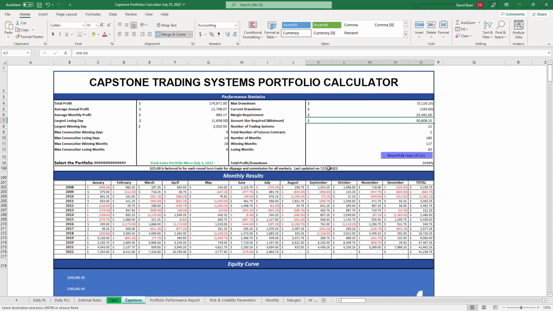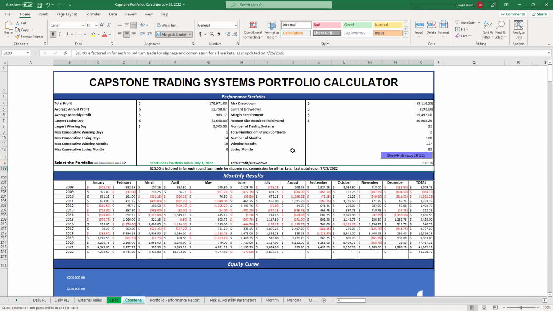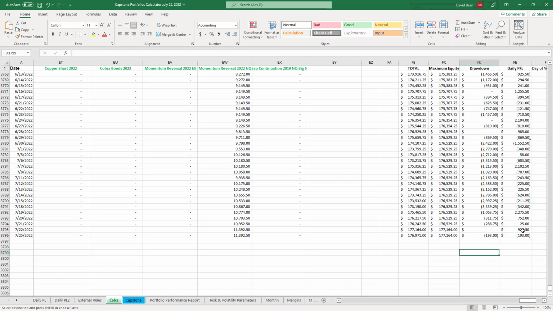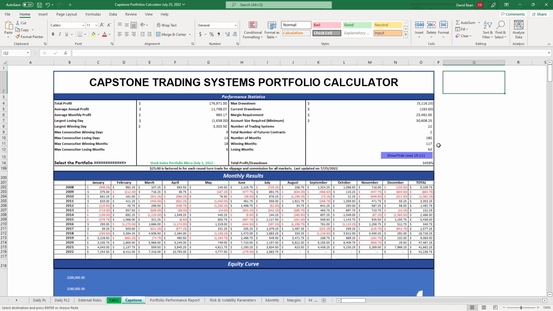This is the portfolio calculated through July the 25th. It made an equity peak on last Friday, July the 22nd, and then Monday the 25th was down. The 26th was up a little bit, but I don't think it was that equity peak. I haven't updated the portfolio calculator for Tuesday the 26th, and today's July the 27th.